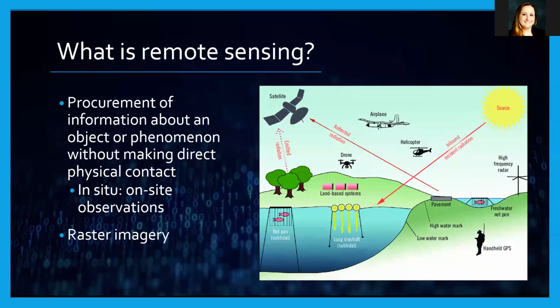So what is remote sensing? Remote sensing is the procurement of information about an object or phenomenon without making direct physical contact with that object. This is different than in situ observations, which are on-site observations that can have a direct or close contact with that object. However, in order to most accurately interpret remotely sensed data, in situ data is often collected to calibrate the algorithm that helps us interpret the images.